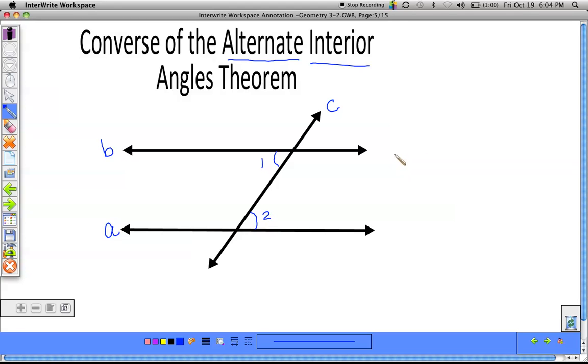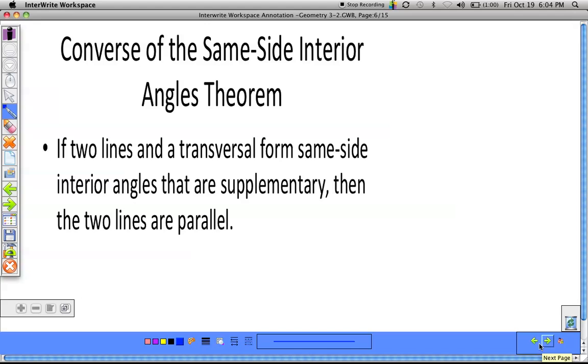And so the theorem is actually going to read exactly the same, that if angle 1 is congruent to angle 2, then A and B are parallel. So same kind of idea, we just need to know which type of angles that we're looking for here. The third theorem that we're going to learn is that if two lines and a transversal form same side interior angles that are supplementary, then the two lines are parallel.